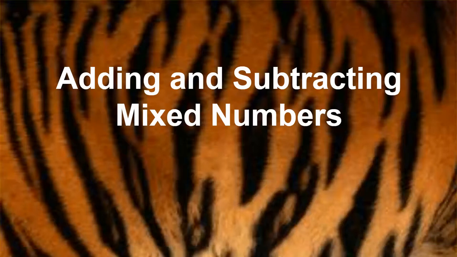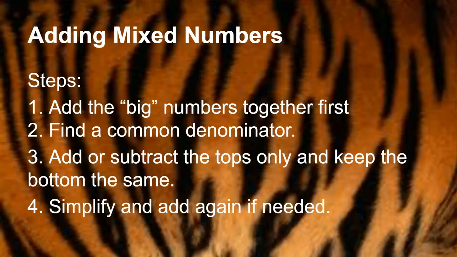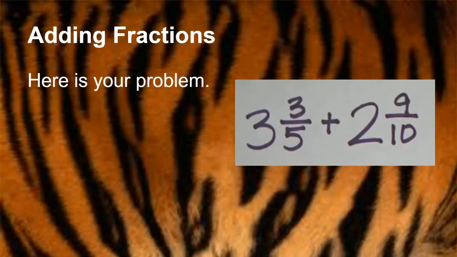Now, first with adding mixed numbers, I'm going to add the big numbers together first, then I'm going to find a common denominator. Then I'm going to add or subtract the tops if I want, depending if it's subtracting, and keep the bottom the same. Then simplify and add again if needed, and you'll see what I'm talking about. Let's go ahead and start.